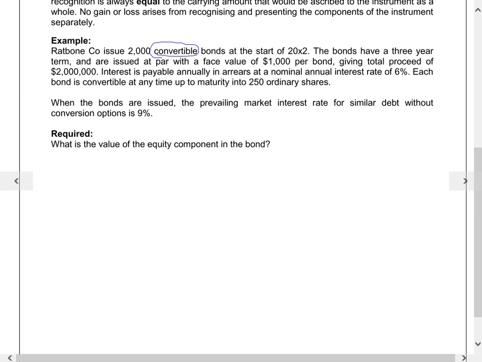(2000) at the start means 2002, 2003, 2004. This one is the beginning of 2002: year 0, year 1, year 2, year 3. So let's calculate the cash flow involved in this convertible. How much interest do I have to pay in year 1? How much must I pay the bondholder? 6% times 2 million. So I'm going to pay 120,000 interest outflow.